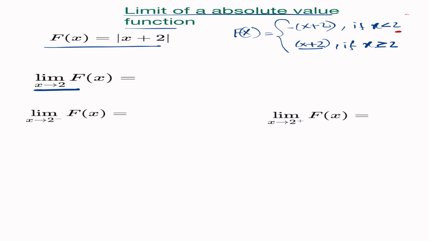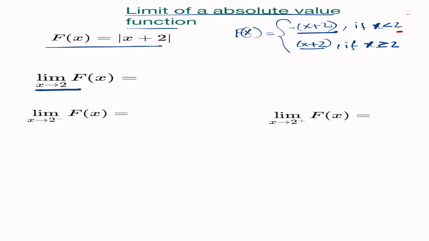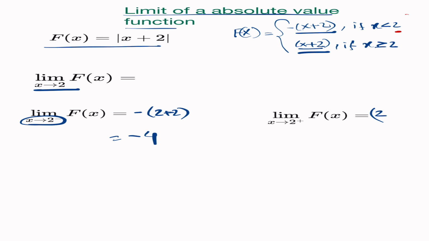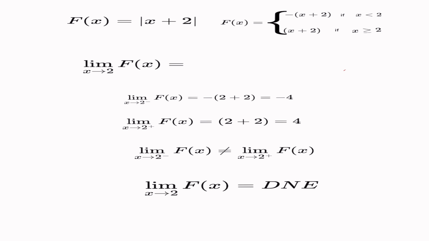That means for this function x is approaching from negative side. For this function x is approaching from positive side. So since x is approaching from negative side here, it's going to be simply this function. So it's going to be negative 2 plus 2, which is negative 4. And here it's going to be simply x plus 2. Since when it comes from right side, it's going to be this function. So 2 plus 2 is just simply 4. Since they are not equal, the limit of f of x does not exist. Okay, this is the clear view of our explanation.